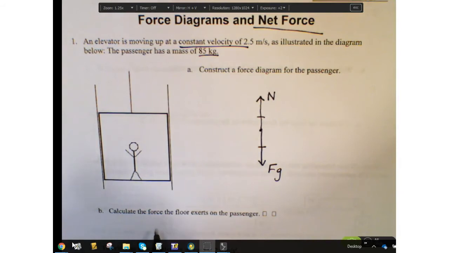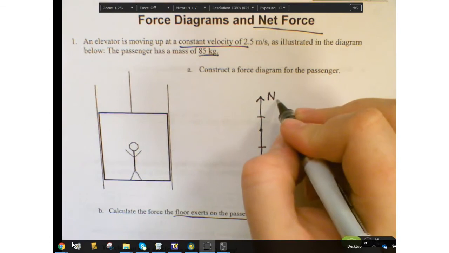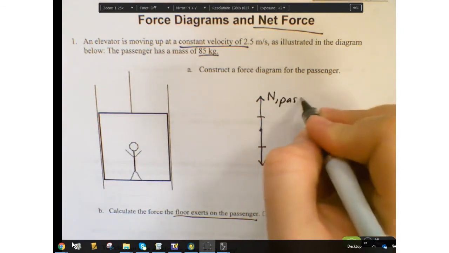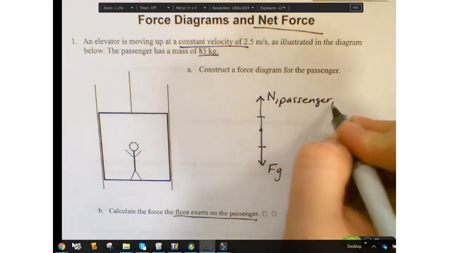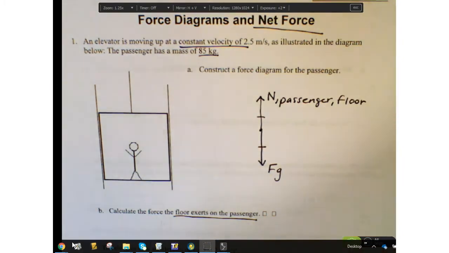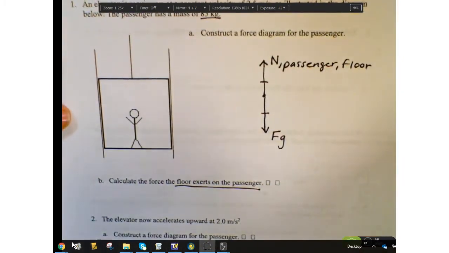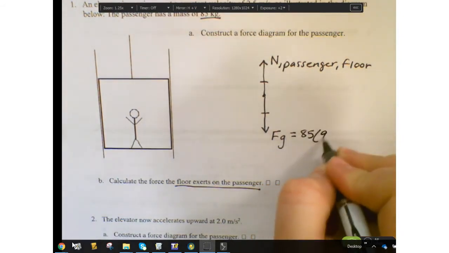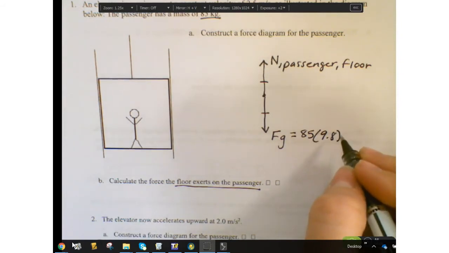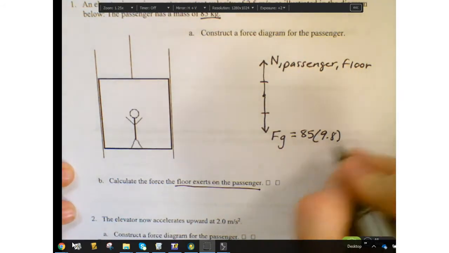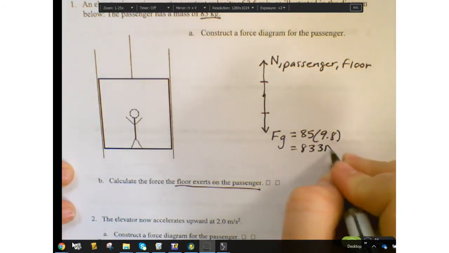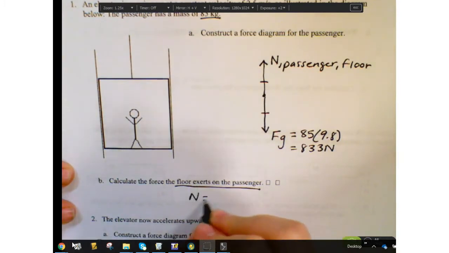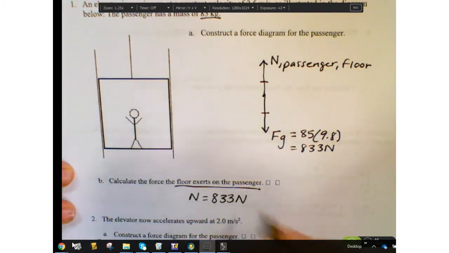Part B, it says calculate the force the floor exerts on the passenger. So I know that this normal force is on the passenger by the floor. So part B is asking me to find the normal force. Since I know my force is equal to the force of gravity, I'm just going to take the mass, multiply that by 9.8, and I want to get 833 newtons. So my normal force must also be 833 newtons.